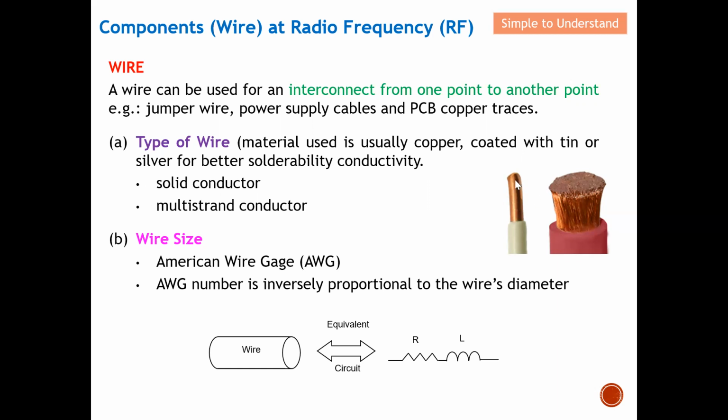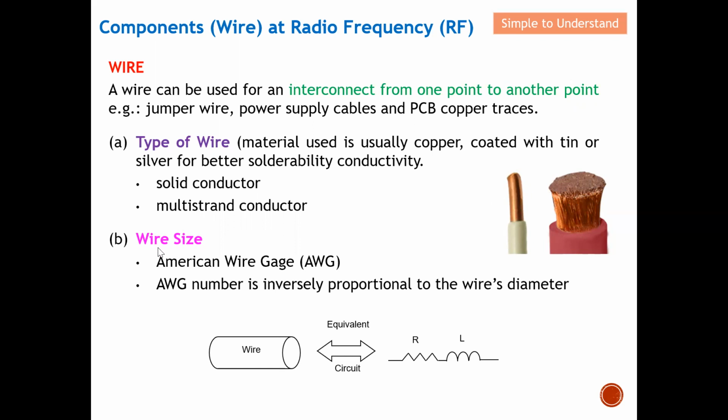Over this diagram here, you can see that this is basically a solid conductor. The wire is basically one solid part. As for here, you can see that this is a multi-strand conductor. You can see that it is made up of many strands of conductor like copper to make into a wire. Next, I'm going to discuss wire size.